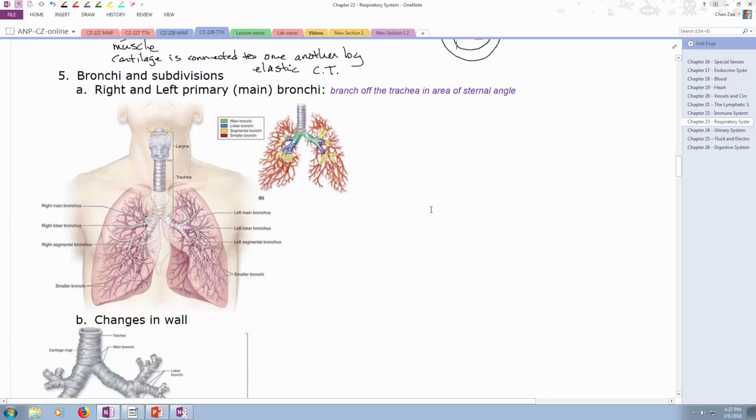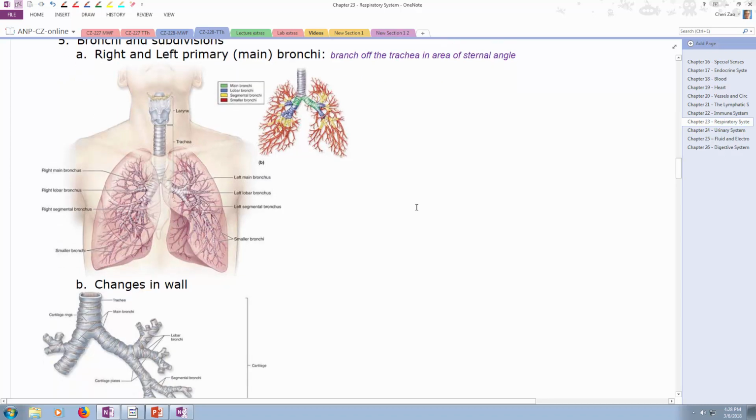Did I say sternal notch or did I say sternal angle? Notch. Notch is up above. Go down to the angle. Sorry, guys, I thought, wait a second, I think I said the wrong thing. So the notch is up above, and the angle is the bump that's protruding out. So that's where we actually have our right and left primary bronchus, or main bronchus, come off.